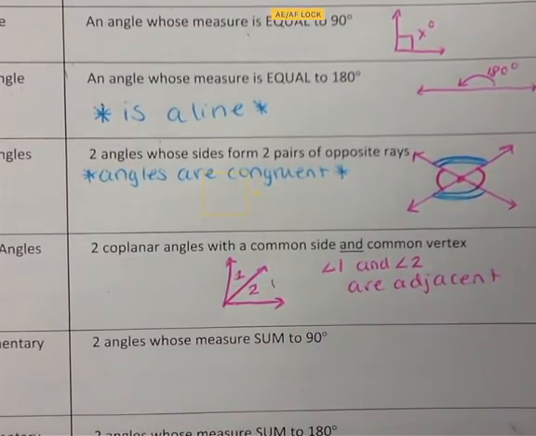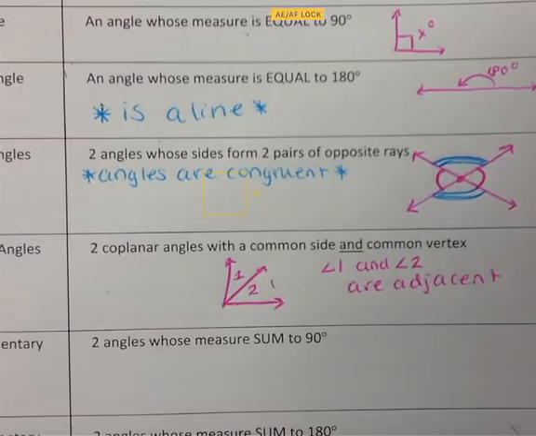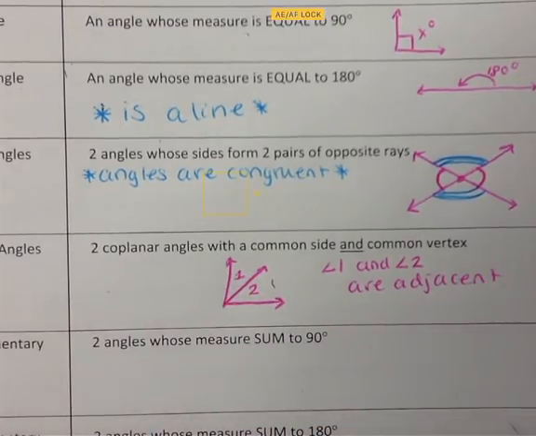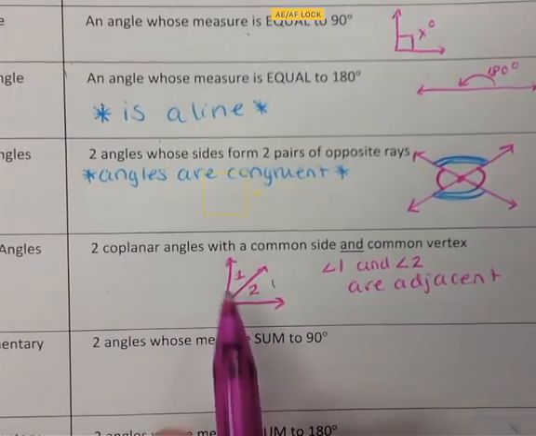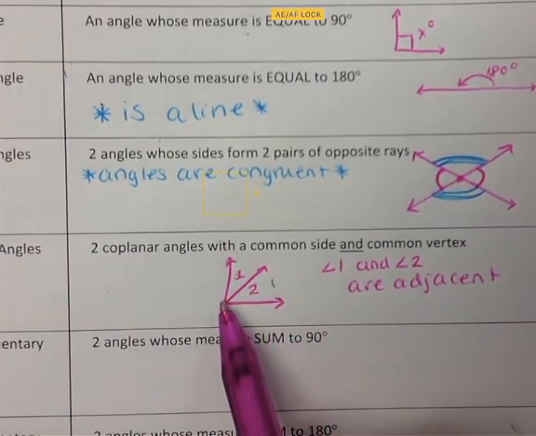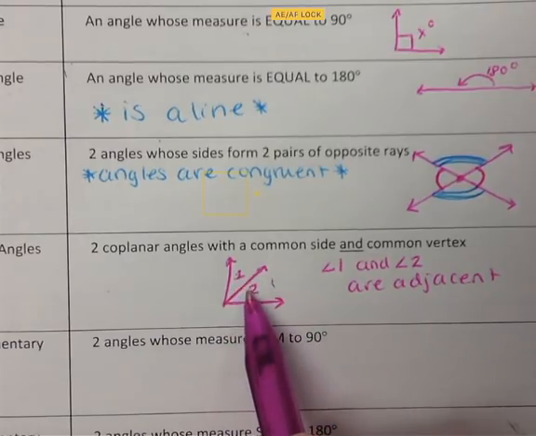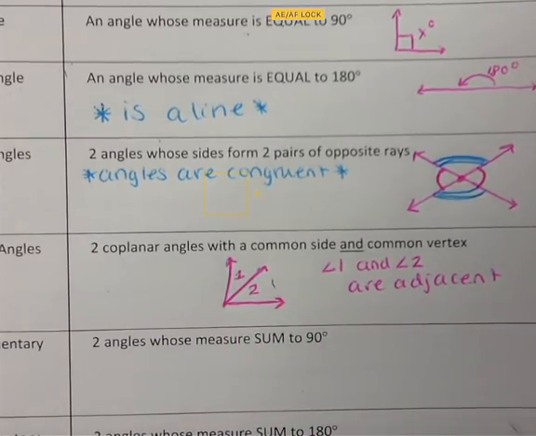I do not know the measures. I do not know if they're congruent. I do not have any marks, so I cannot say that they are bisected. I don't know any of that. I do know, however, that they share this vertex and they share this one ray, so these 2 angles are adjacent to each other. They are touching each other, they are next to each other, they are adjacent.